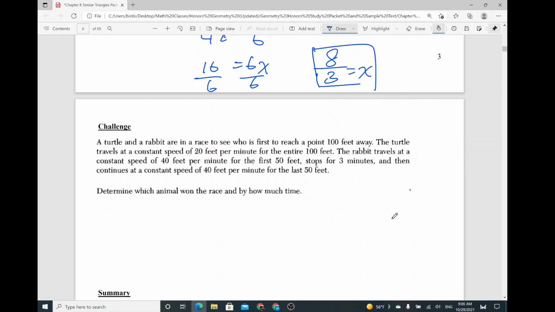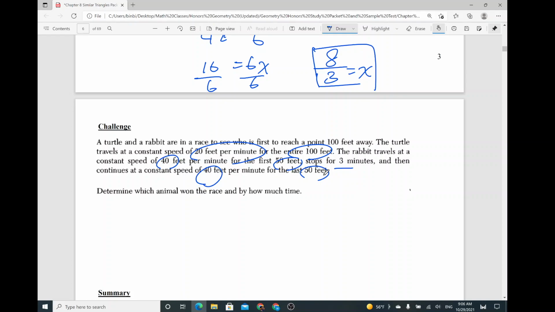So the challenging one. The turtle and the rabbit are in a race to see who is first to reach a point 100 feet away. The turtle traveled at a constant speed of 20 feet per minute for the entire 100 feet. The rabbit travels at a constant speed of 40 feet per minute for the first 50 feet and then stops for 3 minutes, and then continues at a constant speed of 40 feet per minute for the last 50 feet. Determine which animal won the race and by how much time.